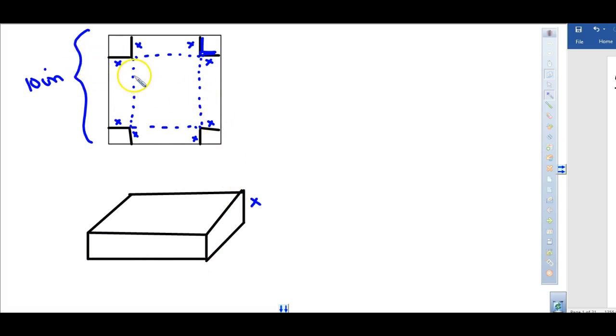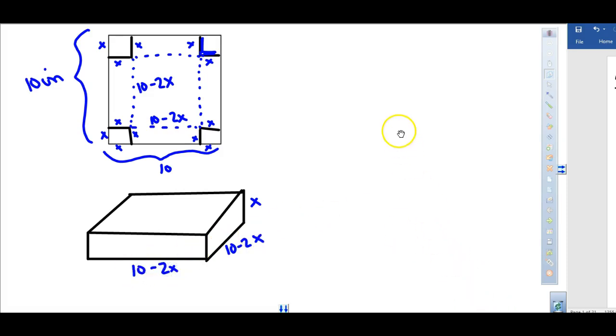So that meant that the length and the width of this cardboard changed, because it was 10, but I took X from here and X from here, so that left me with this length of 10 minus 2X. The same thing happened here, because this was 10, that was X there, that was X there, so I took 2X away from that length of 10. So the length and the width are 10 minus 2x.